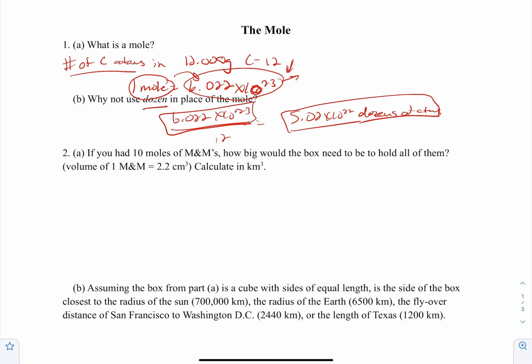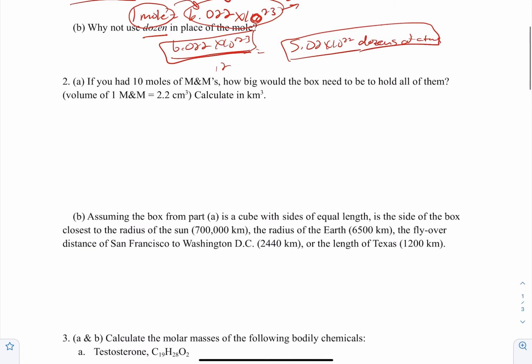So that's the mole. Now, number 2, if you had 10 moles of M&Ms, so 10 times this number, how big would the box need to be to hold all of them? They give us the volume of an M&M, and they want this in kilometers cubed. Okay, cool. So here's the measured value that they give us, starting with our dimensional analysis.